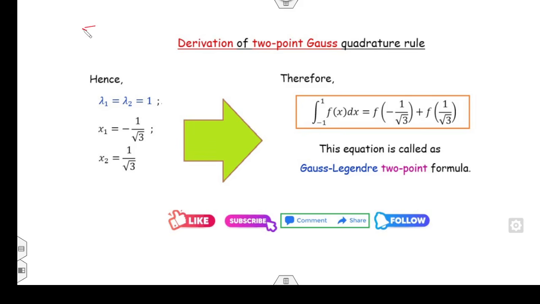You can check your answer as well. The sum of the lambda i must be 2, and the sum of the xi's must be 0. And you can see that the sum of the lambdas is 2, and the sum of the xi's is 0.